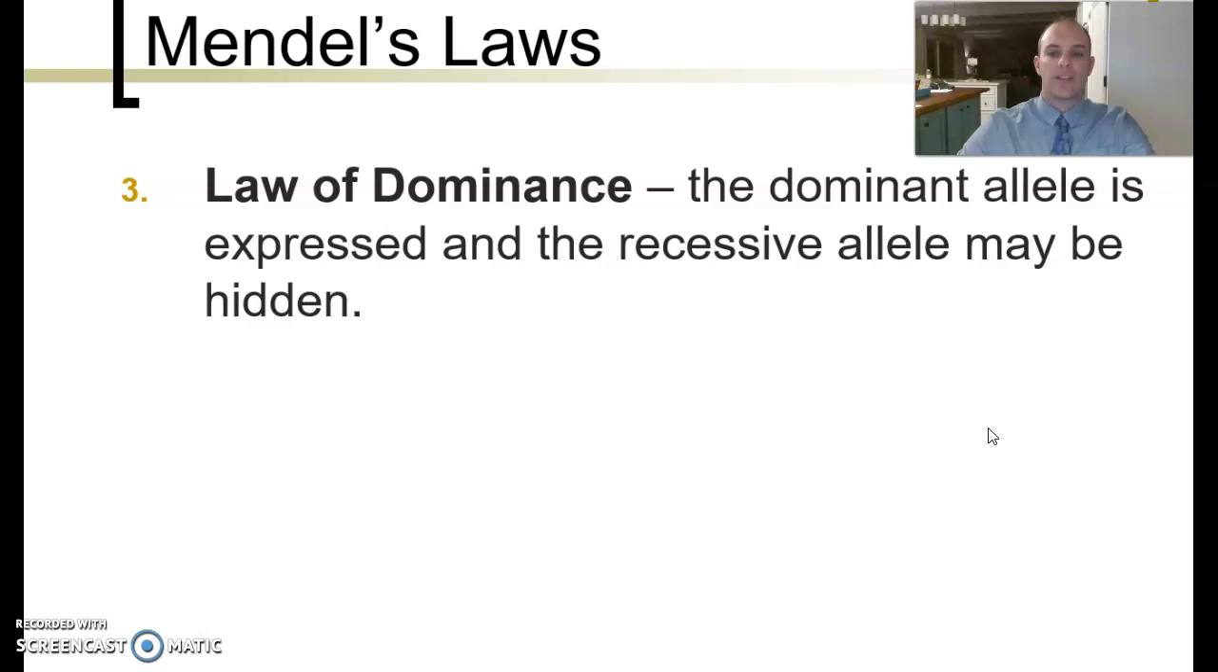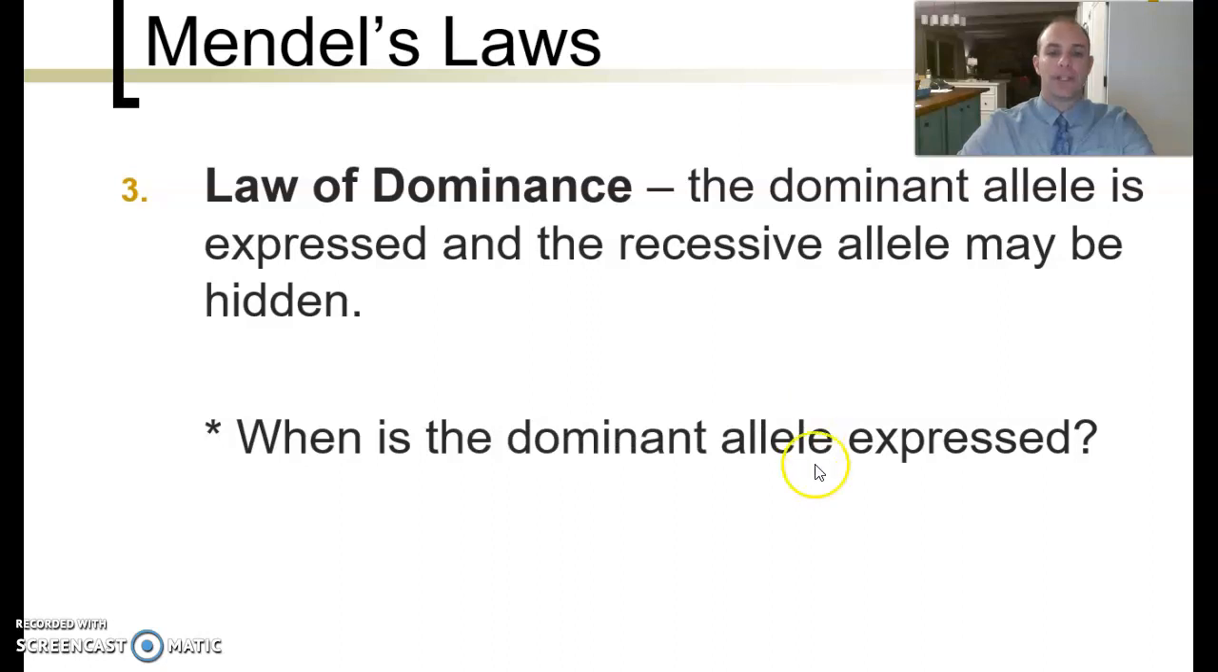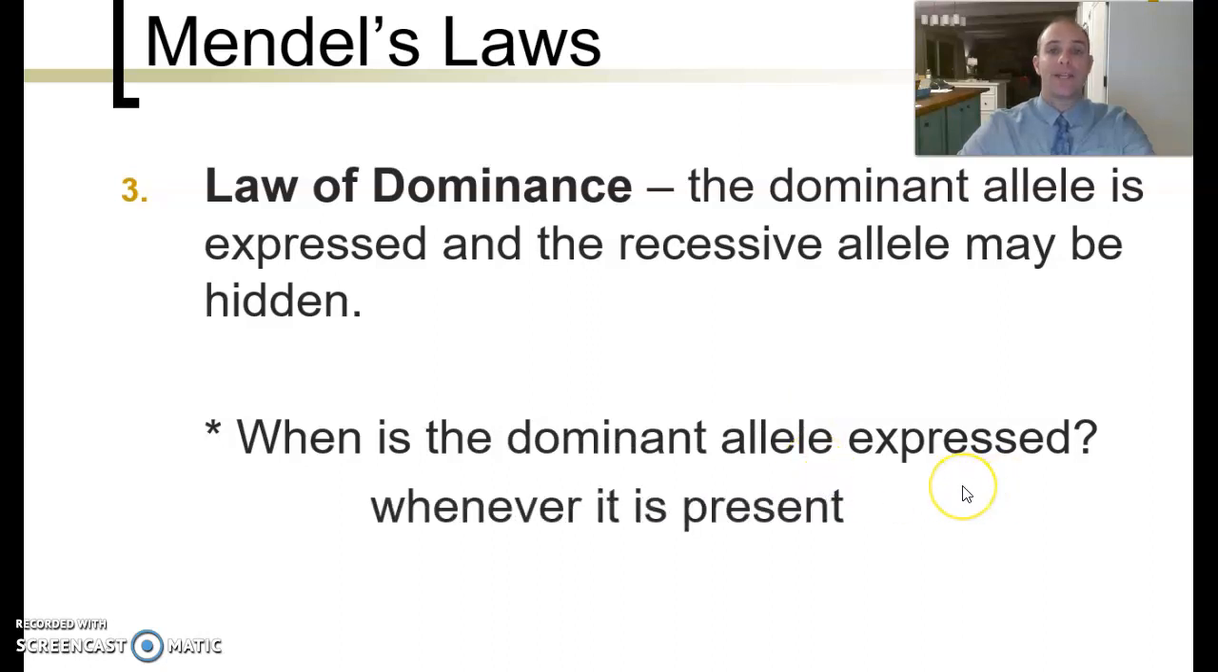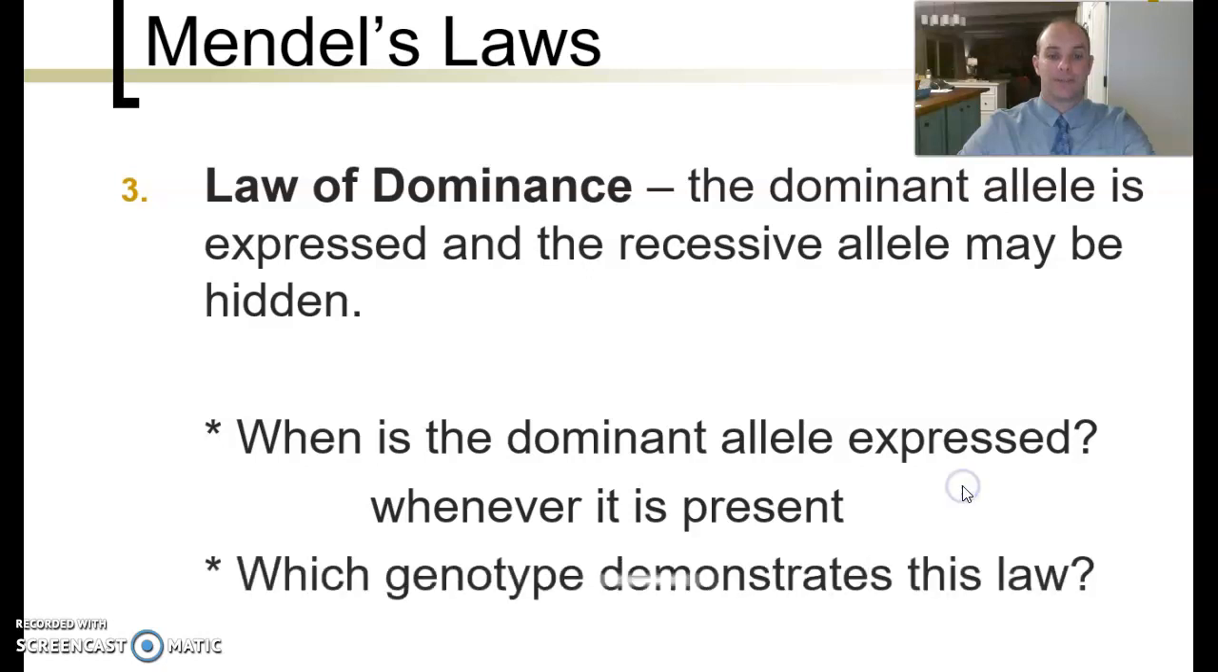The law of dominance. The dominant allele is expressed and the recessive allele may be hidden. That's what we talked about earlier with the big letters. When is the dominant allele expressed? Whenever it is present. Dominant. Which genotype demonstrates this law? Heterozygous. Remember, one big, one small, you will always see the big trait, whatever it stands for.